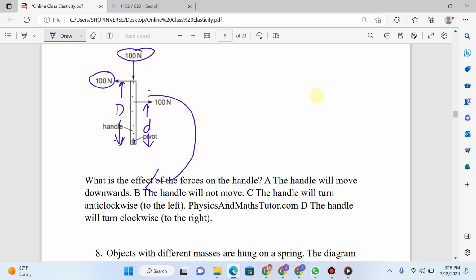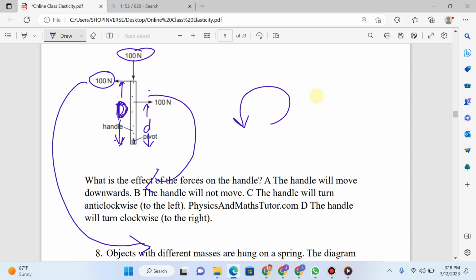Now, if you look at the other one, the anti-clockwise force of 100 Newton, it tends to make this handle rotate in an anti-clockwise direction. Judging from the distance, the capital D is bigger than small letter d, which means the anti-clockwise moment is greater than the clockwise moment. Hence, there will be a net anti-clockwise rotation of the handle.